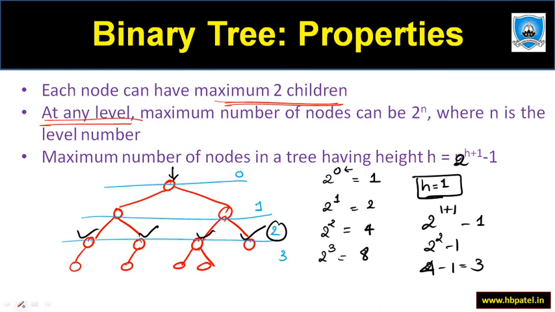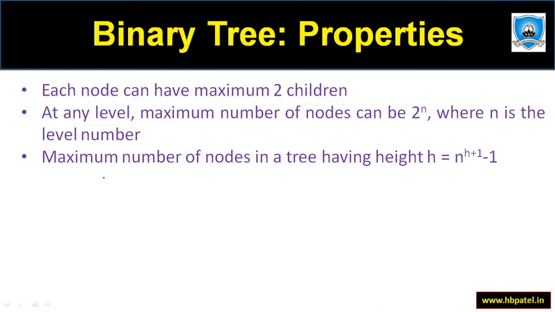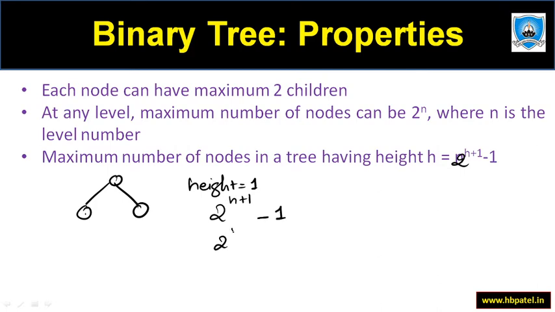Let me draw everything again. If I am having a tree like this, wherein the height is 1, that is levels 0 and 1, the maximum number of edges is 1. So let us put 2 raised to h plus 1 minus 1. h is 1, so 2 raised to 2 minus 1. 2 raised to 2 is 4, minus 1. So the maximum number of nodes is 1, 2, 3. You can have a maximum of 3, meaning you can have less than that also, no problem. You can remove one also, but that is the maximum.